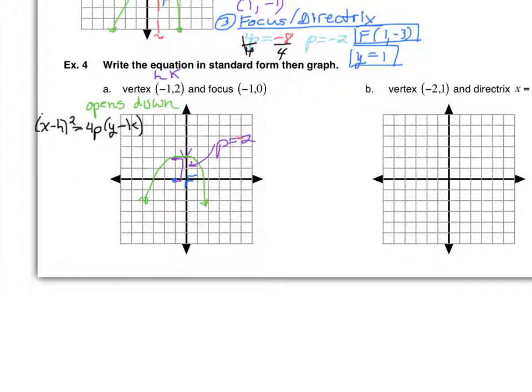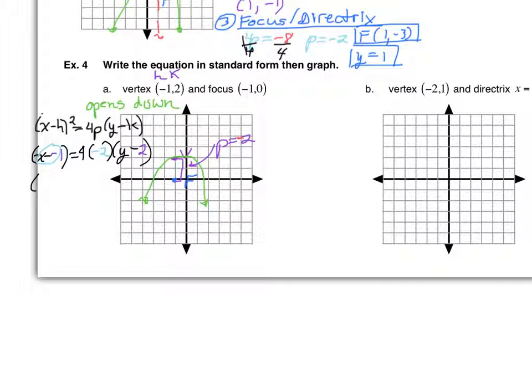So we're ready to start plugging and chugging. So we end up with x minus our h, which is negative 1, equals 4 times our p, which we've determined is negative 2, times y minus our k, which is positive 2. And then we're just going to clean it up. Take care of your double signs right here. You don't want a minus minus, so take care of those.